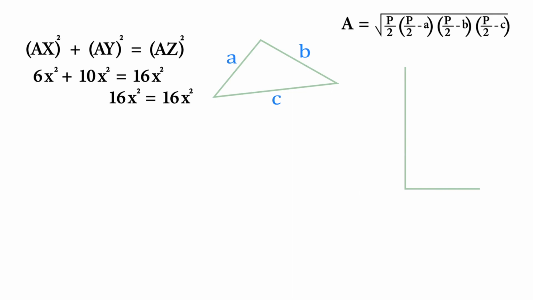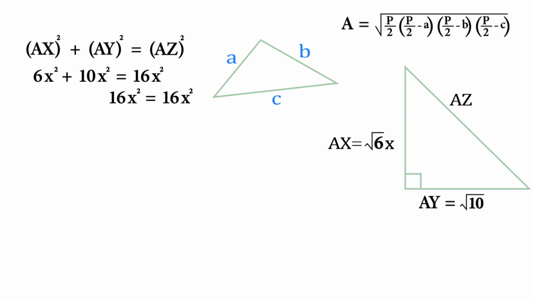So this is a right triangle. Very nice. So that means you don't need Heron's. Well, doesn't break my heart, that's for sure. All right, so that means that this is a right triangle. And let's just label this. So this is a right angle right here. And this has got to be AZ. And this is AX. And this is AY. So this is what? Root 6x, root 10x, and 4x. Okay. All right.